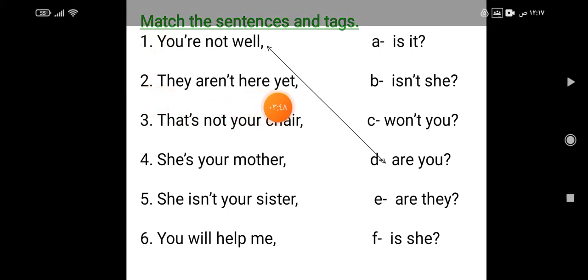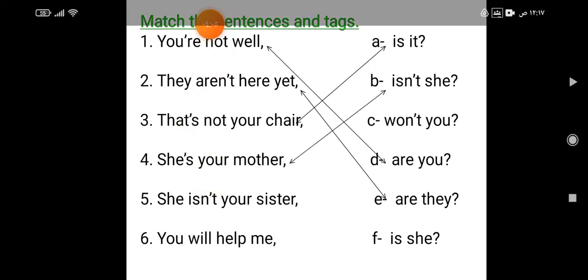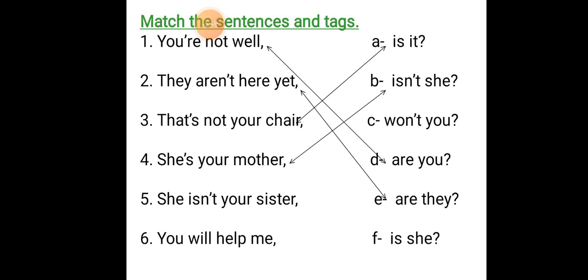Number 2. They aren't here yet. They aren't. So the question tag will be are they. Number 3. That's not your chair. That's not. Is it? Number 4. She's your mother. She is. Isn't she? She isn't your sister. Is she? You will help me. You will. It becomes won't you.